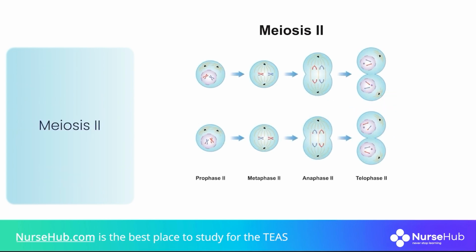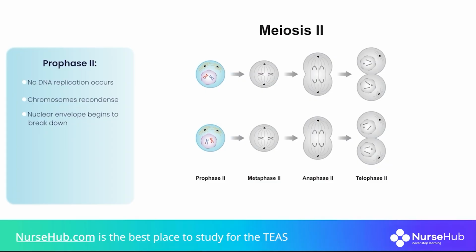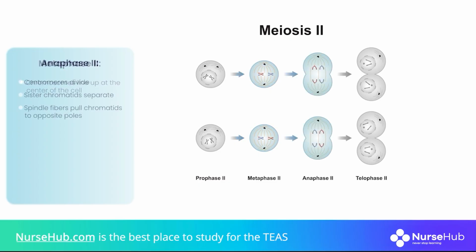Next is meiosis 2. Meiosis 2 begins with prophase 2. So the daughter cells that were created in meiosis 1 enter a brief interphase where no DNA replication occurs. The chromosomes recondense, the nuclear membrane begins to break down, and then you enter metaphase 2. The chromosomes align individually along the metaphase plate attached to spindle fibers. And then in anaphase 2, the centromeres divide and separate the sister chromatids. The spindle fibers pull the chromatids to the opposite ends of the cell.